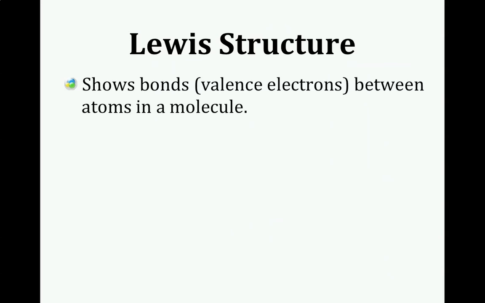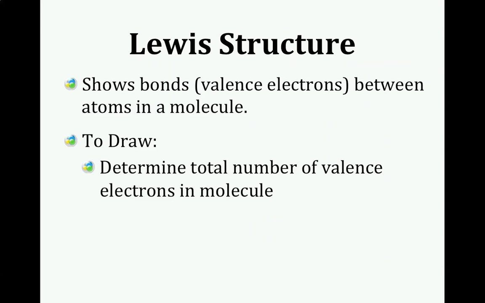So a Lewis structure shows how many bonds or valence electrons there are between atoms in a molecule. And we have some steps to drawing them. First of all, we want to determine the total number of valence electrons in the molecule. This is important because this will be a step that we'll go back to at the end to verify that we've created the correct molecule.